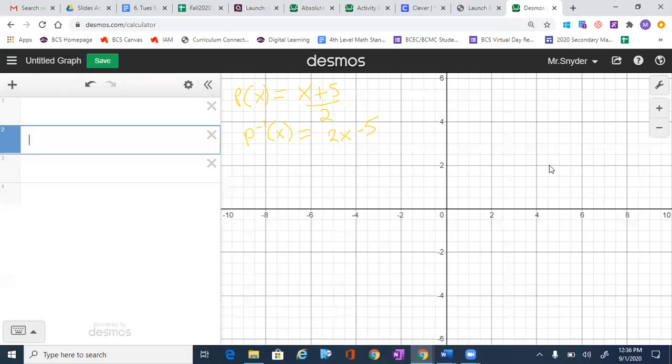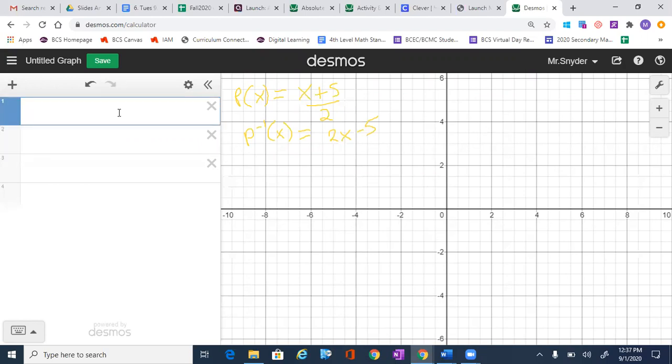Okay, so let's go ahead and learn how to check graphically if two equations are inverses of each other. I've got a problem that we just recently did in the Desmos, where we started with P of X and we ended up with the inverse of X. And we're gonna just quickly check to make sure that they are inverses graphically. And this is how you do it.